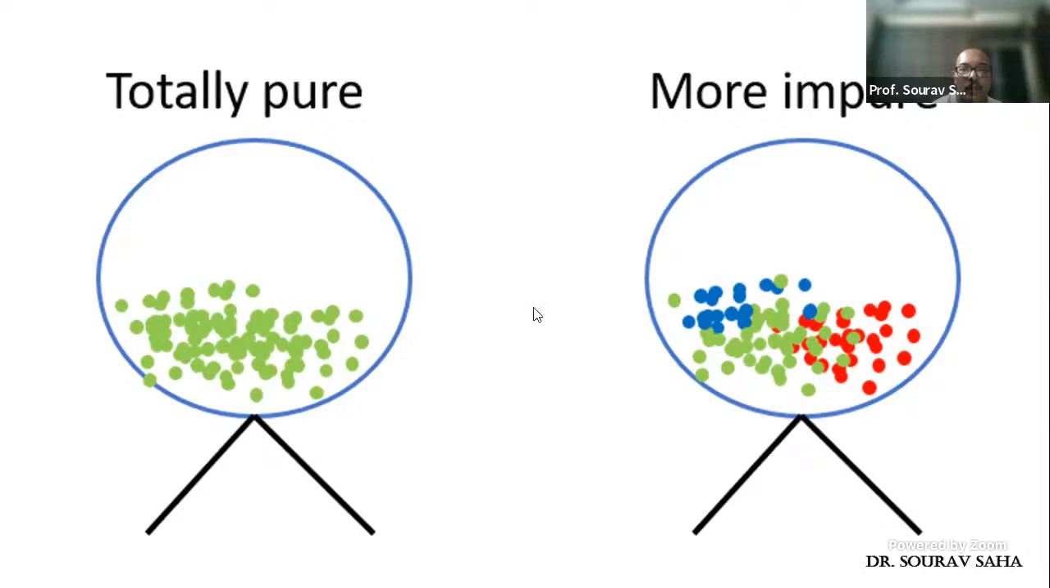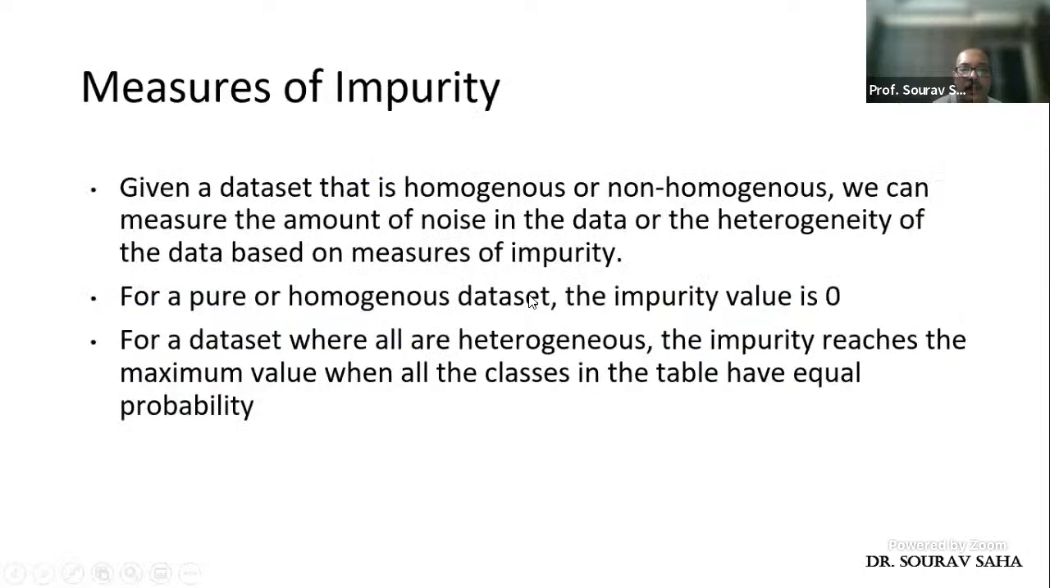Okay, so that's what I was saying, that in a data set, impurity reaches the maximum value when all the classes in the data have equal probability or are present in the same proportion.